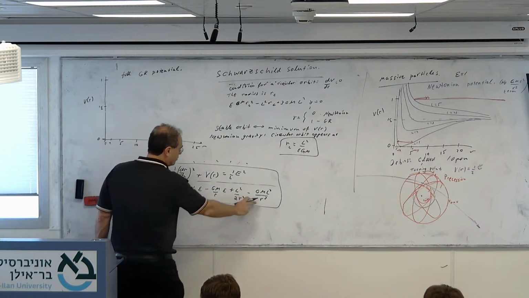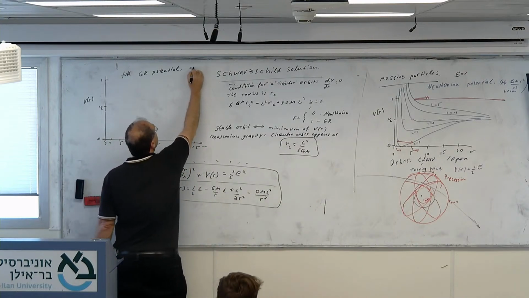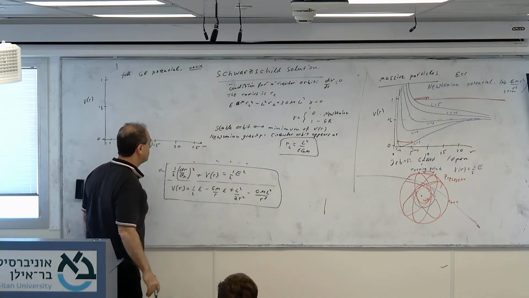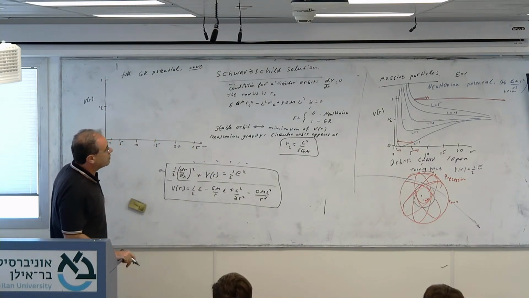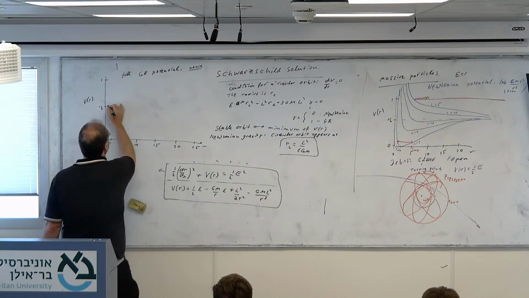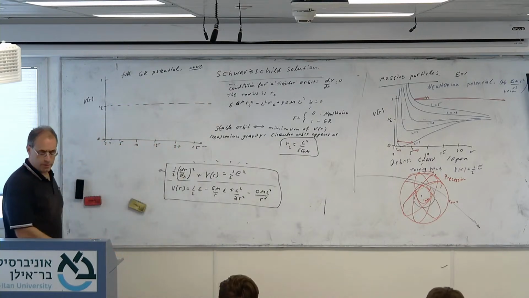Now I look at the full GR potential for massive particles, epsilon is equal to 1. What happens when R goes to infinity? It looks the same, right? So we go to 1. Asymptotically, it's the same.